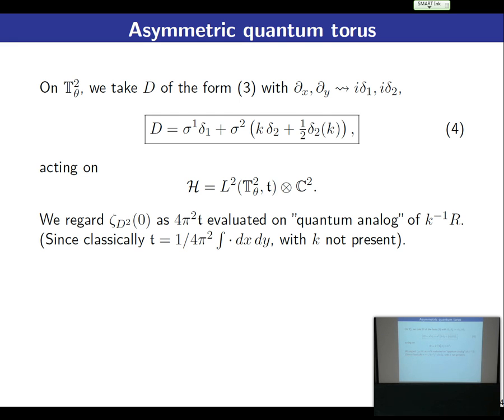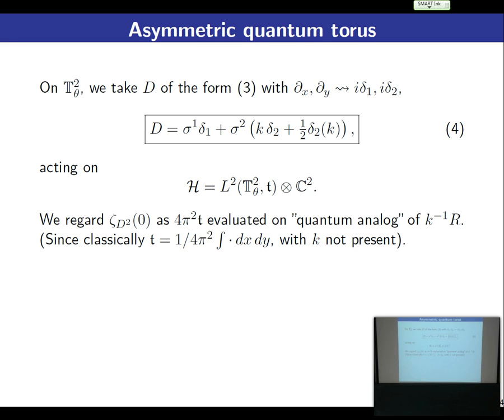So k is in the commutant. The computations you can do also for k not in the commutant, but I want to stay in the usual spectral triple, so k is in the commutant. The explicit computations change a little bit, but strictly they go in a similar way, with similar difficulty. They are not easier here.